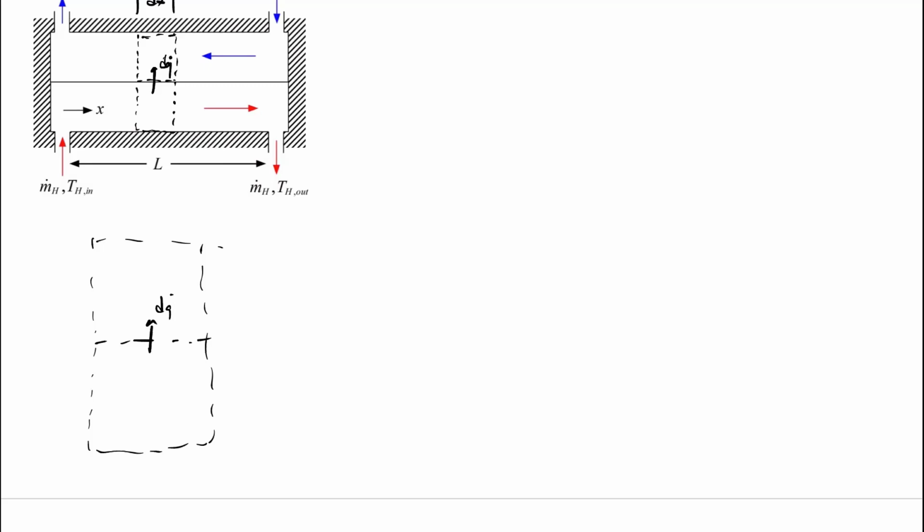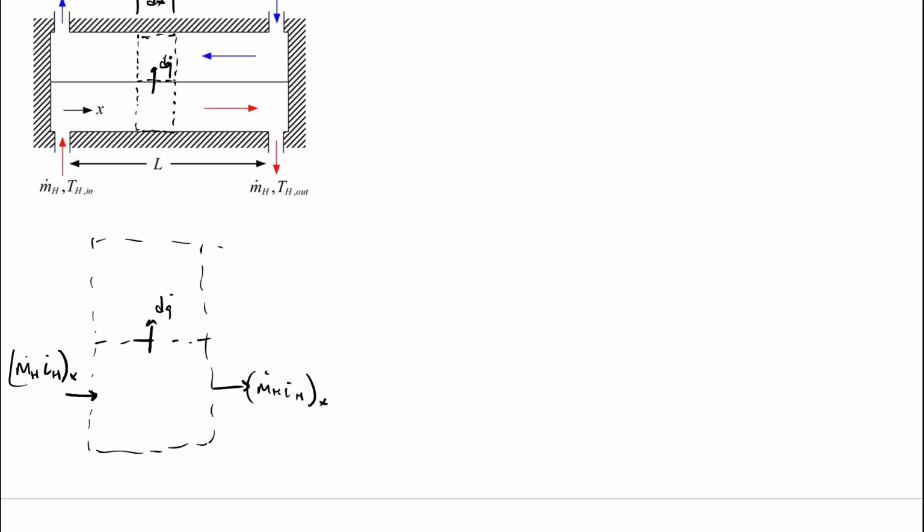We have to think about everything else that's going in and out of this control volume though. We have flow going across the boundary. So let's start on the bottom with the hot side. On the bottom, we have coming in some m dot h times enthalpy h, coming in at position x. Leaving here, we have m dot h times h at x plus dx.